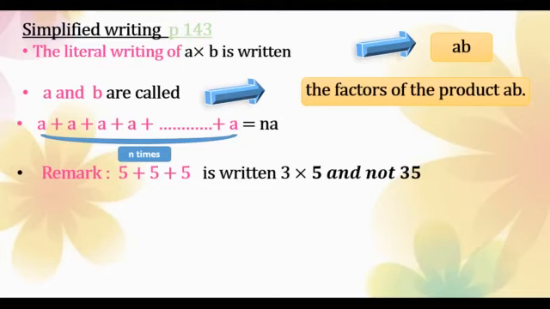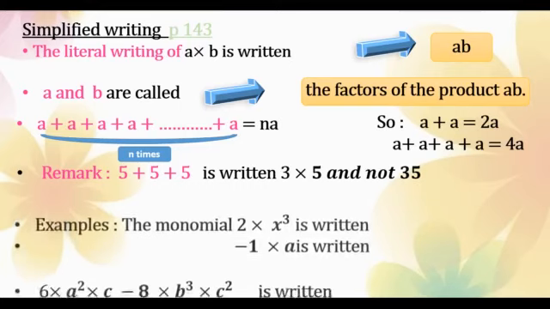So if we want to express 3 times 5, we have to write it 3 times 5, with the multiplication sign between them. We cannot write 3 and 5 immediately beside each other like a and b, because 3 and 5 beside each other will be understood as 35, which is another number. So a plus a is equal to 2a, or 2 times a. a plus a plus a plus a is equal to 4a, which is 4 times a. Yes, this is right.